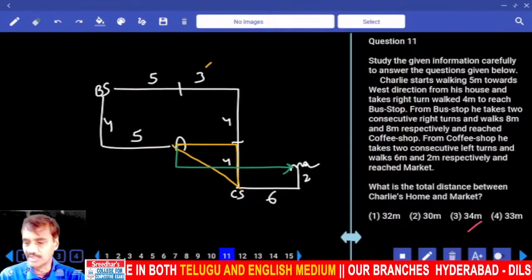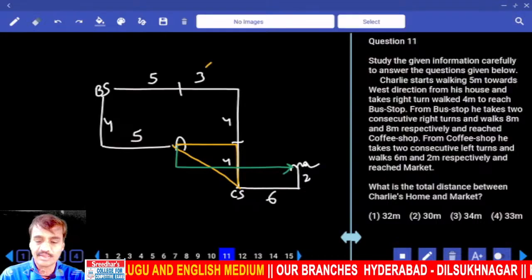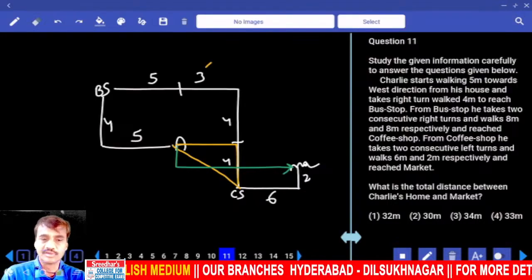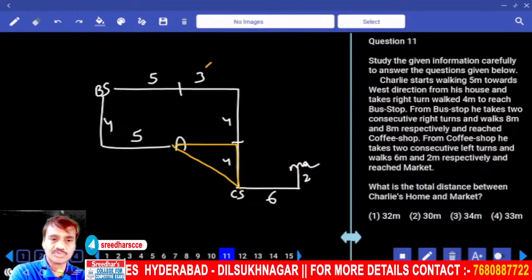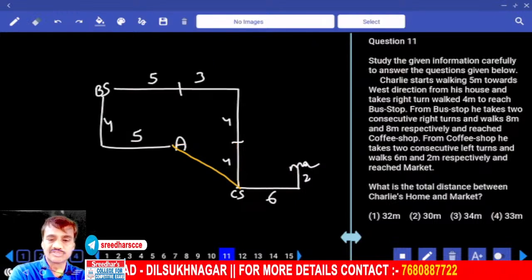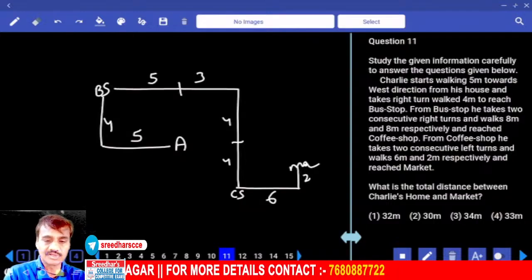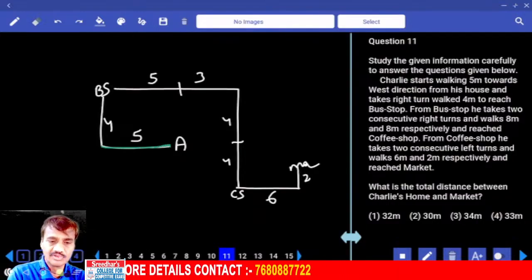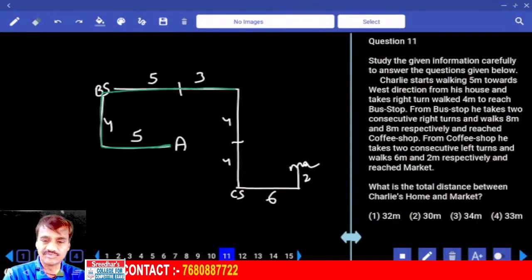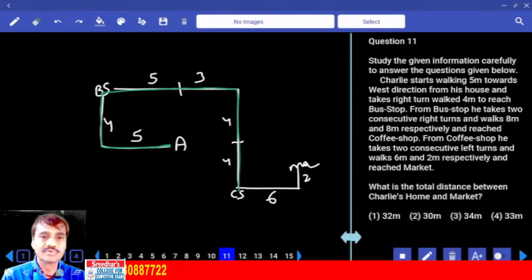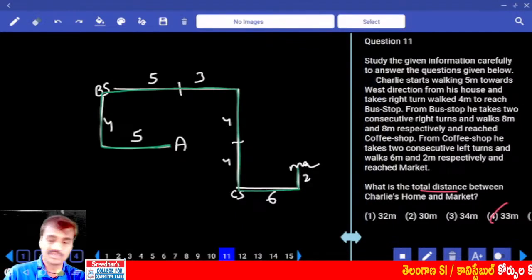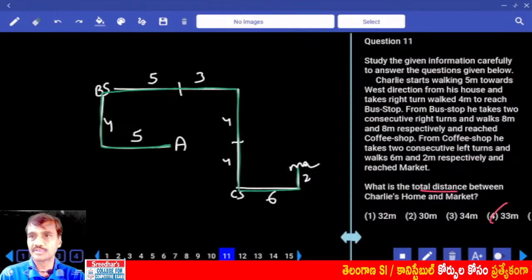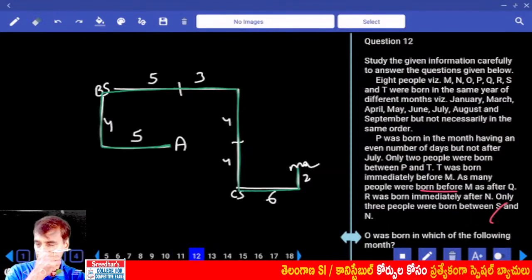Then the 11th one: the total distance between home and the market. Here the question is about total distance, meaning the entire distance he has traveled from home to the market. You need to count: 5 plus 4 is 9, 9 plus 8 is 17, 17 plus 8 is 25, 25 plus 6 is 31, plus 2 is 33. The total distance is 33. Clear? 33 is the choice for the 11th one.